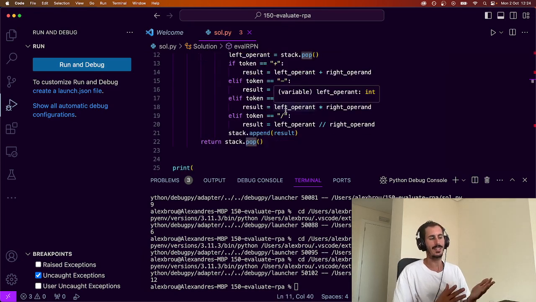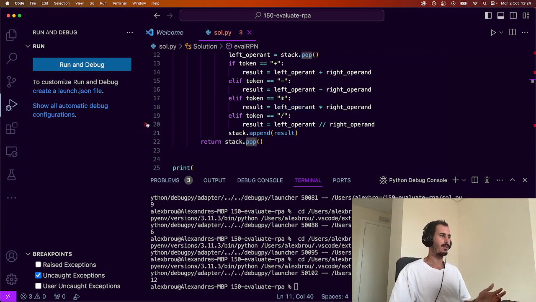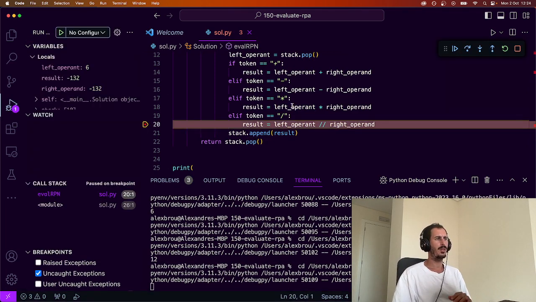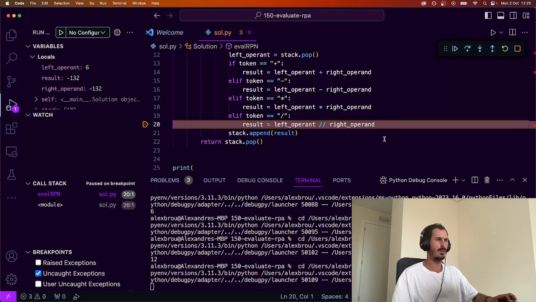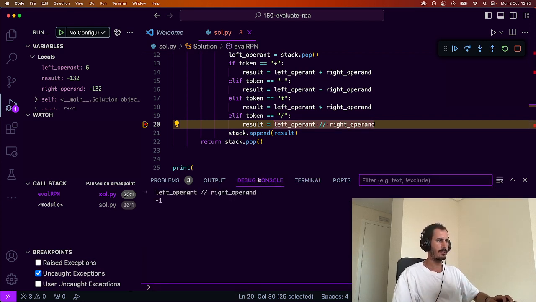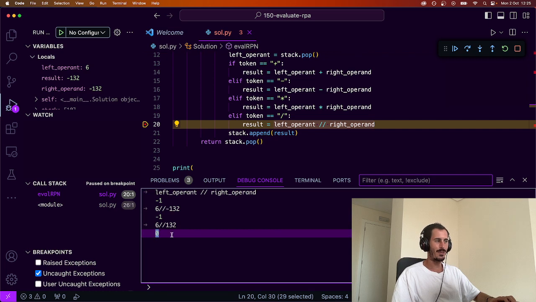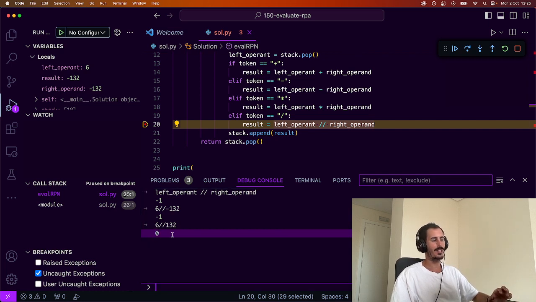Why do you ask? This is what caused me problems. So let me run this. We're here at the division, and we need to divide 6 by minus 132, and the result will be 0. If we do the integer division, it will be minus 1. But the funny thing, 6 divided by minus 132 is minus 1, but if it's 6 divided by 132, it's 0. So this is not what I was expecting.